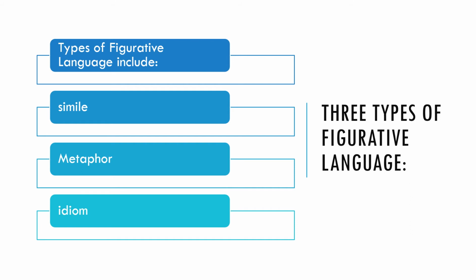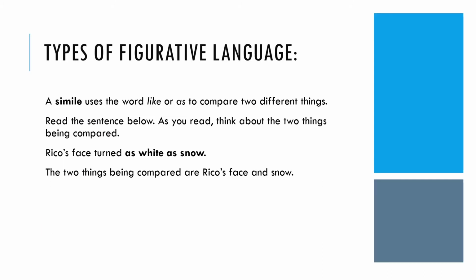There are many types of figurative language, but the three that we'll focus on here will be a simile, a metaphor, and an idiom. A simile compares two different things using the word like or as. In this context, the sentence, Rico's face turned as white as snow, I'm comparing Rico's face and snow.